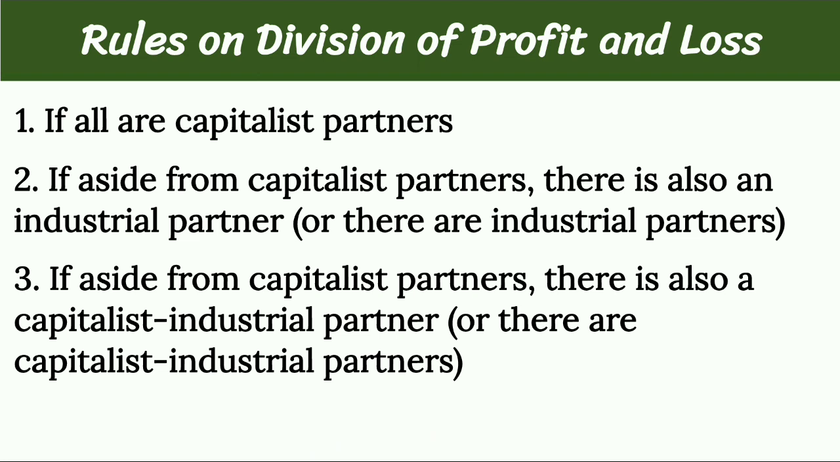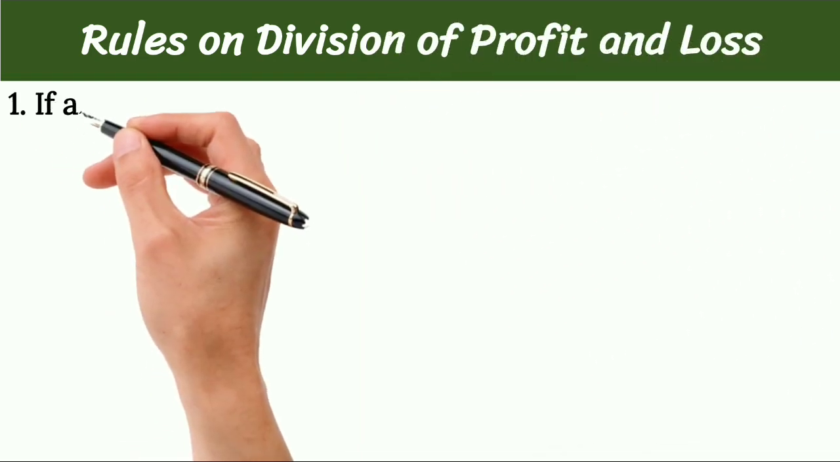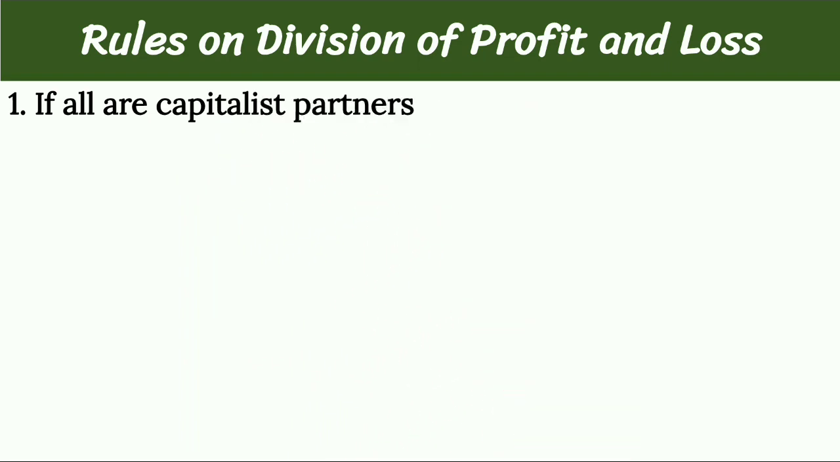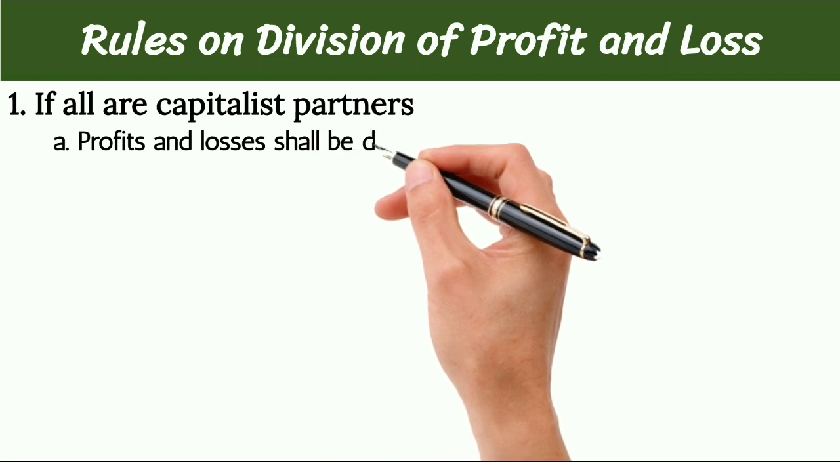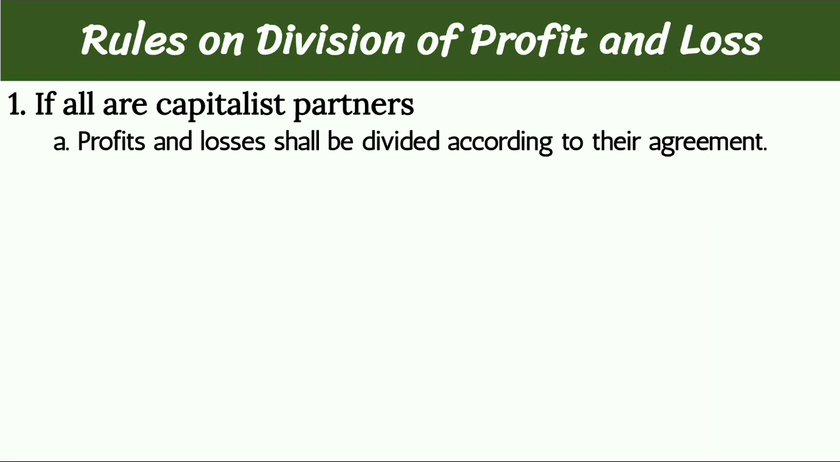Unahin natin yung rules on division of profits and loss if all are capitalist partners. So, ano ba yung rules kung paano hahatiin yung profit or loss ng partnership kung lahat ng partners ay capitalist partners? When we say capitalist partners, ito yung mga partners na ang contribution nila ay money or property. So, if all are capitalist partners, the profits and losses shall be divided according to their agreement. Meaning to say, kung ano man ang napagkasunduan ng lahat ng capitalist partners, yon ang masusunod.